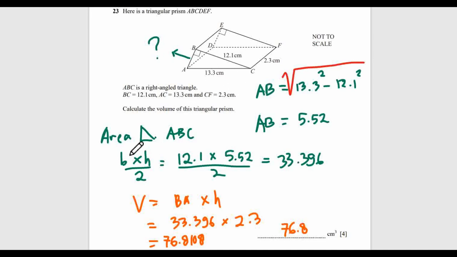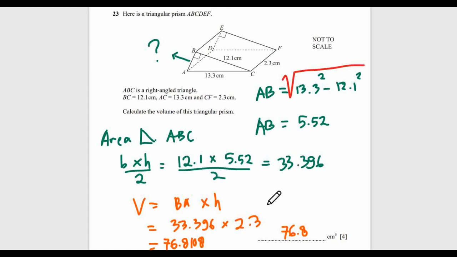Now the area of the triangle is base times height over 2. So the base is 5.52 times the height 12.1 over 2, which is 33.396. So that's how we got the volume: base area 33.396 times the height 2.3. So that's the answer. So that's the end of this paper.